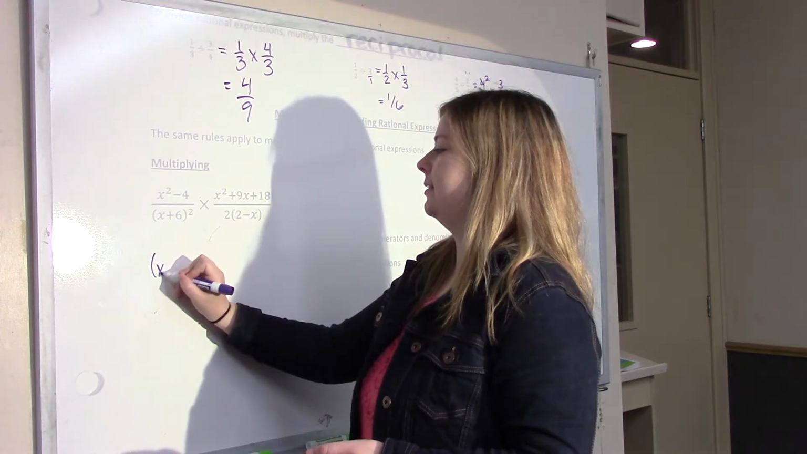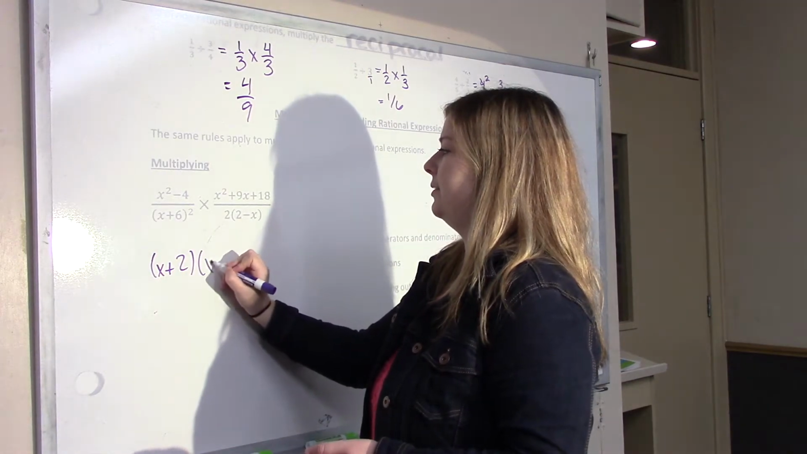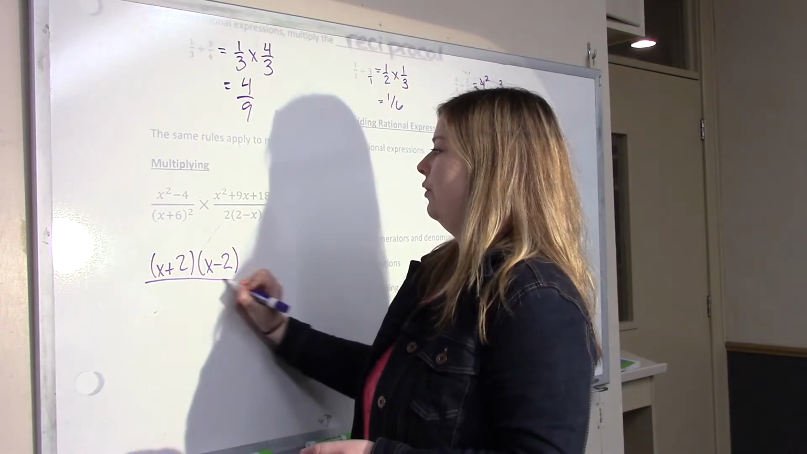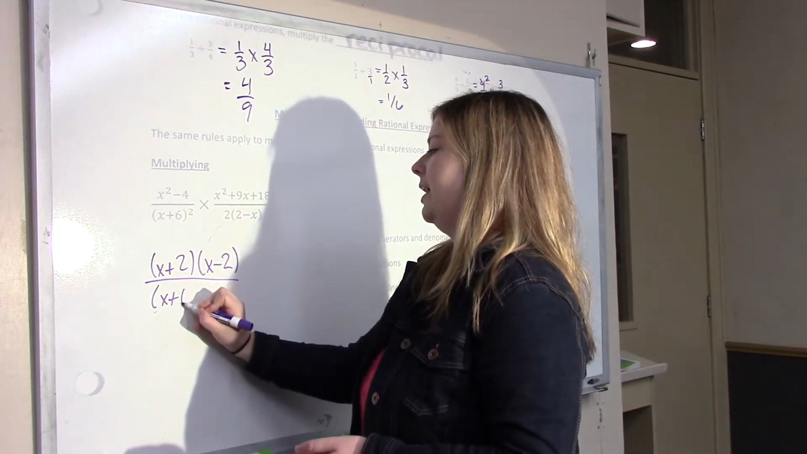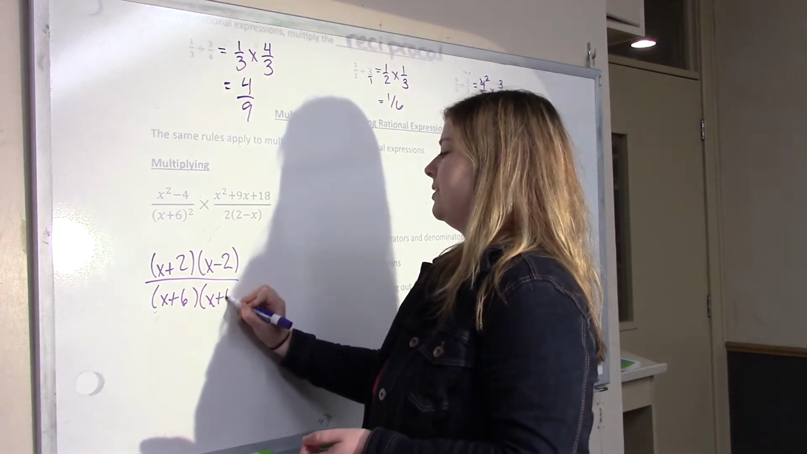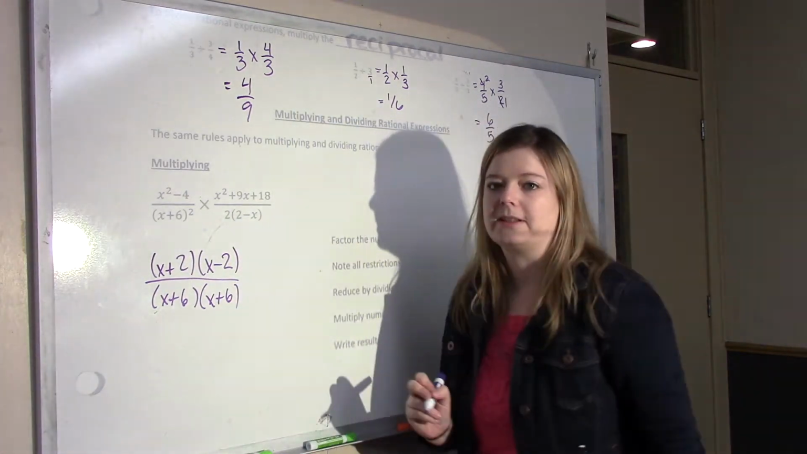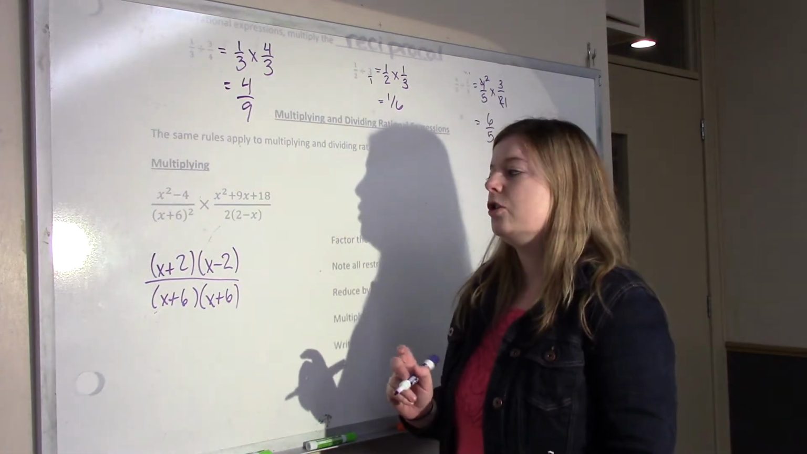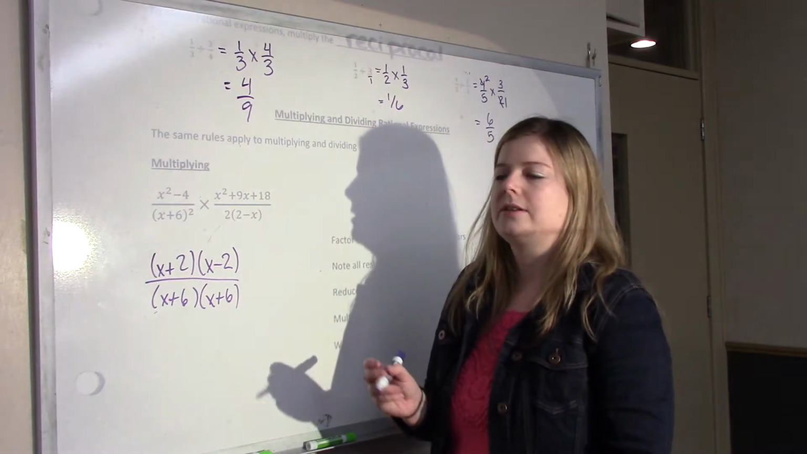So we factor: x plus 2, x minus 2, all over x plus 6. Now I'm going to write x plus 6 twice just to remind myself that that's what x plus 6 squared means. You don't have to do that, but I'm going to do that in this case.